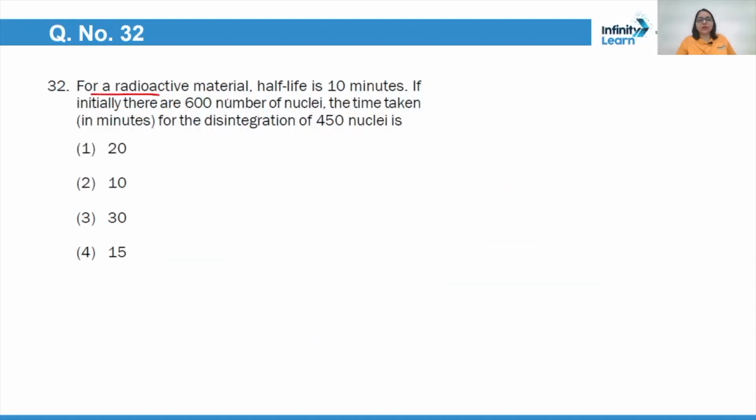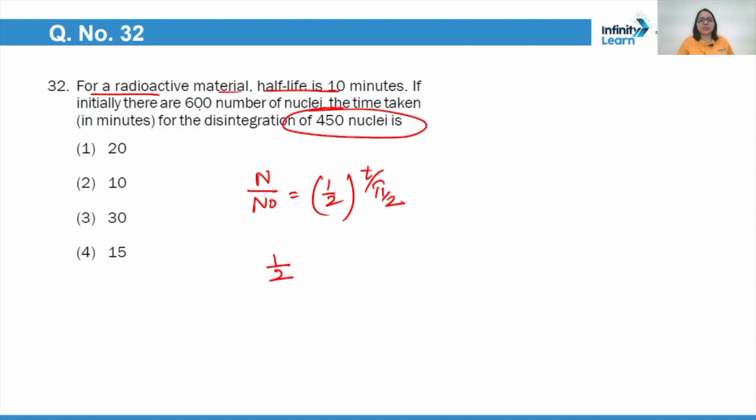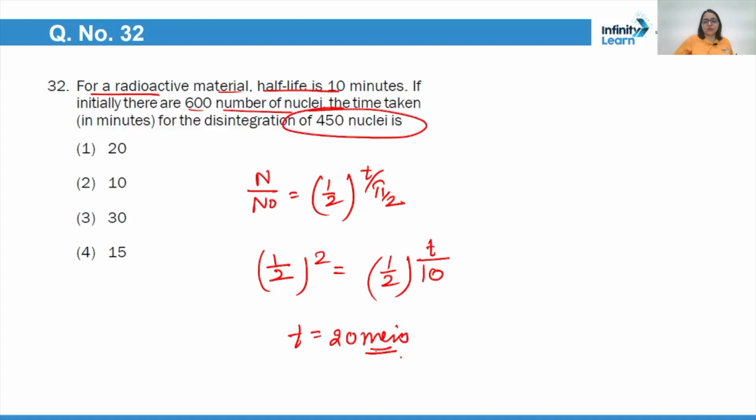Question number 32. A radioactive material has a half-life of 10 minutes. So we have N upon N naught is equal to 1 by 2 to the power t upon t half. Because we have a total of 600 and 450 nuclei are disintegrating, the remaining is 150. So we have 1 by 2 to the power 2 is equal to 1 by 2 to the power t divided by 10. So t will be 20 minutes. Here N is 150 and N naught is 600.